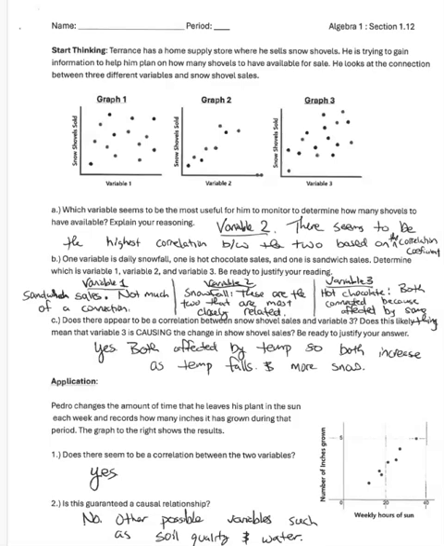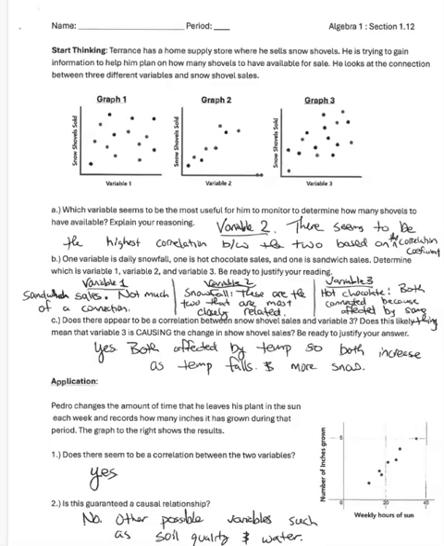A says which variable seems to be the most useful for him to monitor to determine how many shovels to have available. Explain your reasoning. While both graph 2 and graph 3 have a general upward trend, and you can see somewhat of a line going up, it felt like variable 2 was the best one because they're more packed together, meaning the correlation coefficient would be closer to 1 just by looking at it.